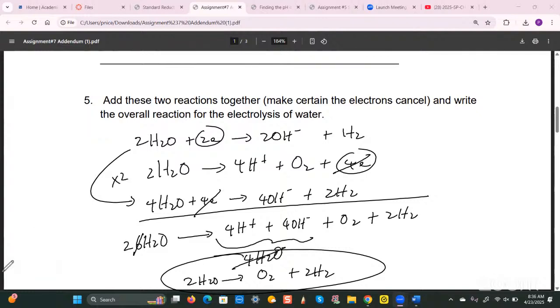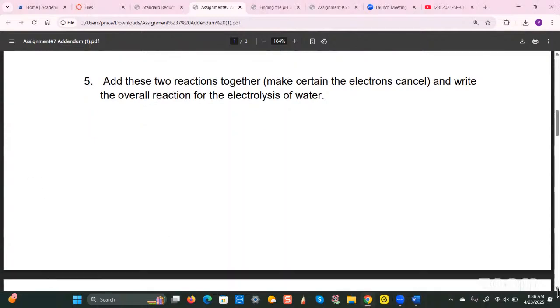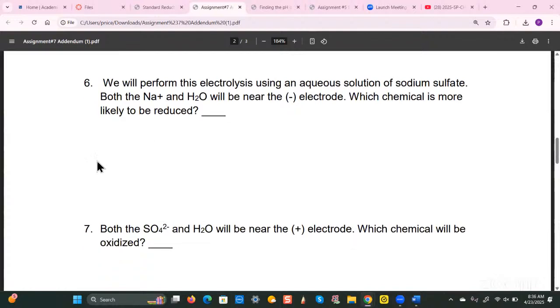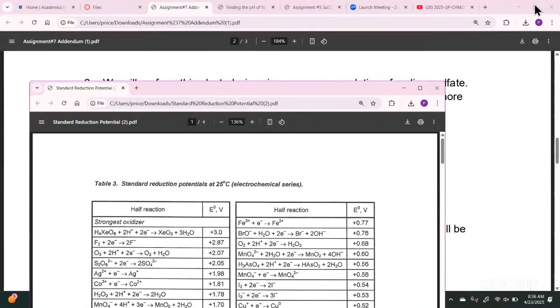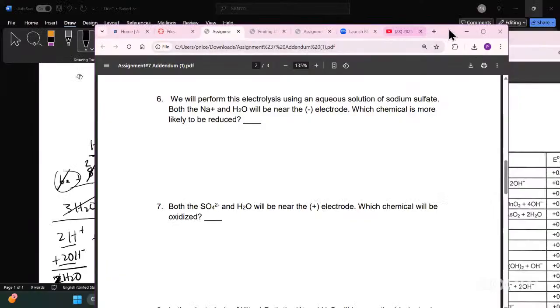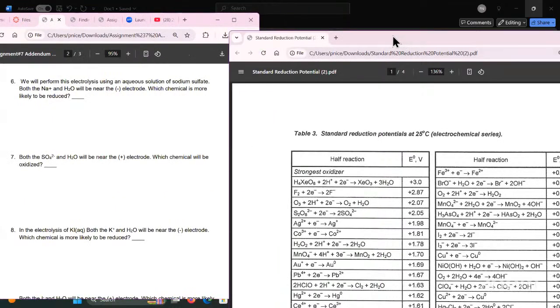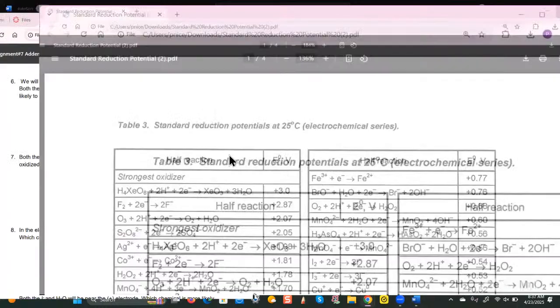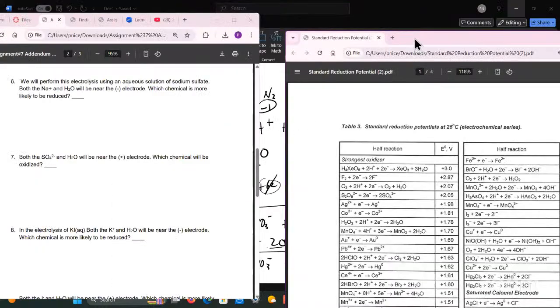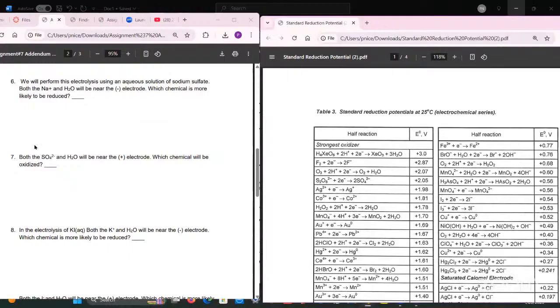Okay, so let me clear this and scroll down. Okay, so this is where we're going to need a table. I wish I had a split screen kind of situation. Let me see if I can work on something here. Let me bring this down like this and do this. Let's see here. Okay, I think this can work.